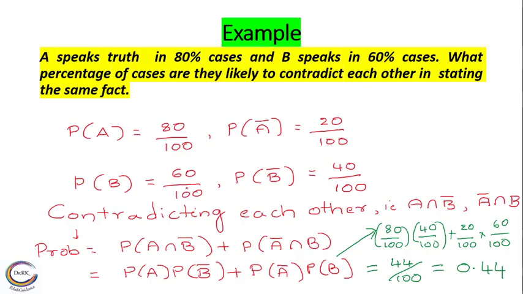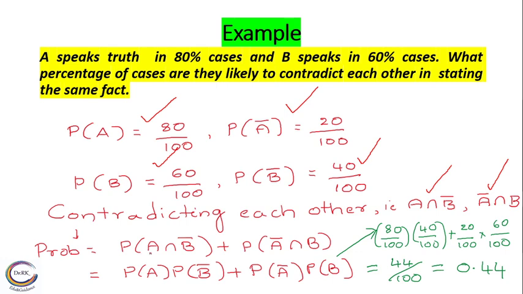Now I think if you say this solving, so P of A is 80%, P of A complement is 20%, P of B is 60%, P of B complement is 1 minus 60 by 100, that is 40 by 100. So contradicting each other means A intersection B bar or A bar intersection B. So why are we adding these two? In mind we have to remember these two are mutually exclusive events.